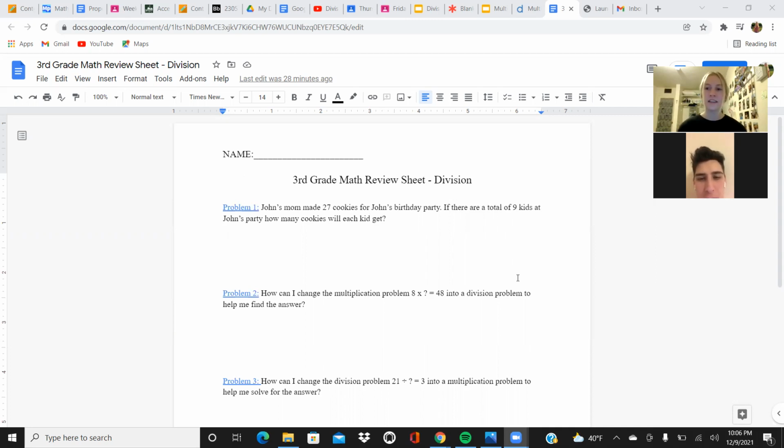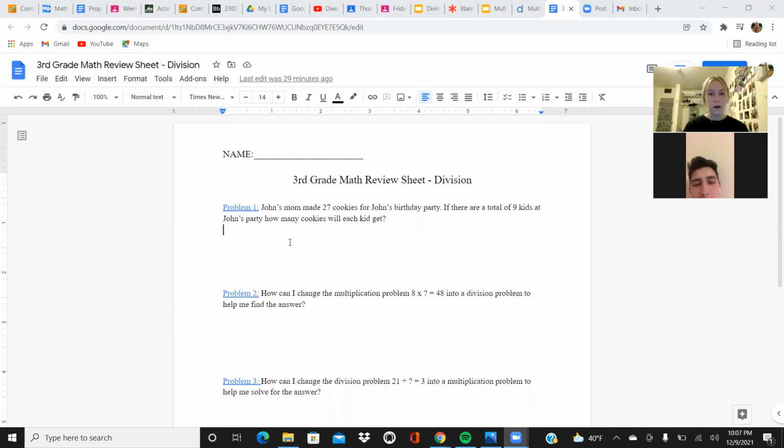Okay, so I think the first thing we should think about is how many cookies do we have in total? 27. That's right. So there's 27 cookies. Now, how many kids are at John's party? There are 9 kids. Okay, so how might we write a problem or an equation to help us find the answer? Would that be division? Yes, yeah, we will do a division problem.